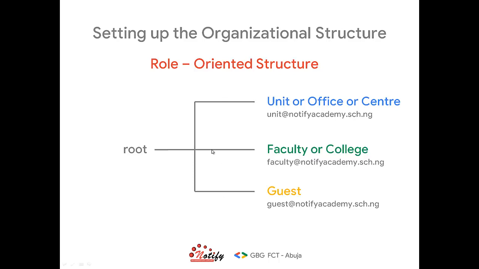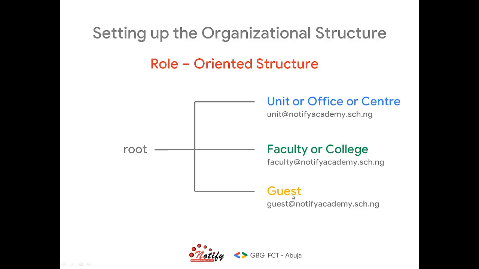can have just three trees here from the root. See this root like a tree. This is the root of the tree, and the tree will grow, and you have it grow again. Something like that. So here you have unit or office or center. On this category, you have things that can be categorized under this should be here. Then you can have the faculty or college, like college of medicine, the faculty of agri, science and tech, and the rest. Then you could have guest.